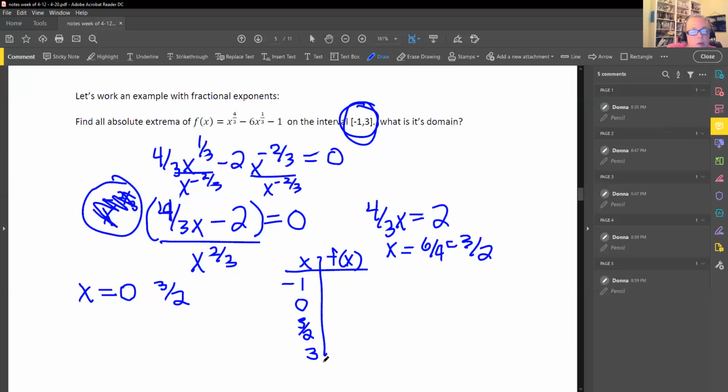And at this point, I'm going to just type that expression in my calculator, and I'm just going to pull values off of it. You can just plug it in the calculator. X to the 4/3 minus 6x raised to the 1/3 minus 1. All right, so I'm just going to plug some values in my calculator here.